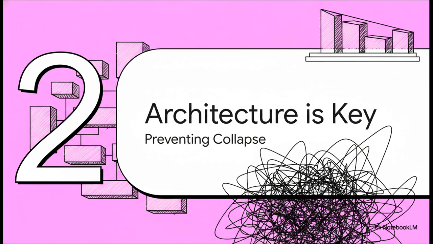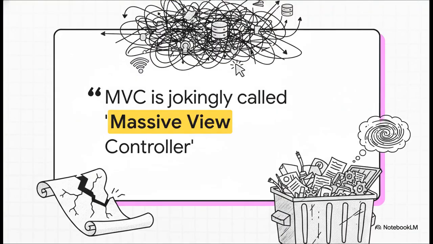Awesome. But is it organized? Because without a solid plan, a good architecture, even the safest code turns into a giant, tangled mess. A mess that nobody on your team, not even you 6 months from now, will be able to understand. And oh yeah, developers have a name for this mess. It's not a compliment. It's called the massive view controller.